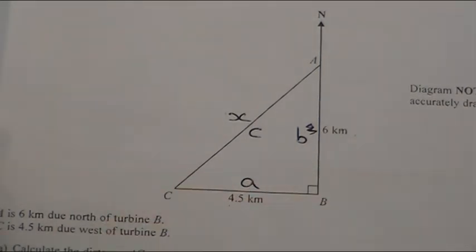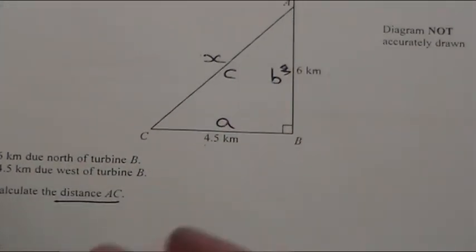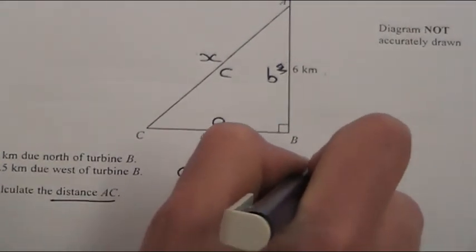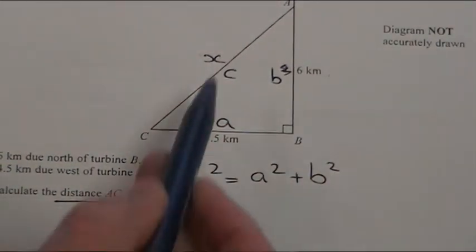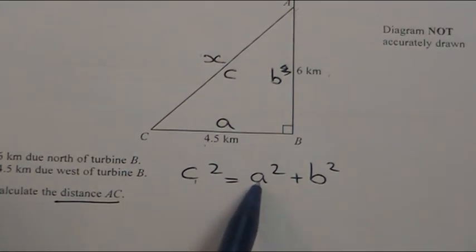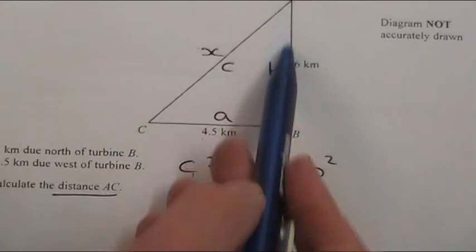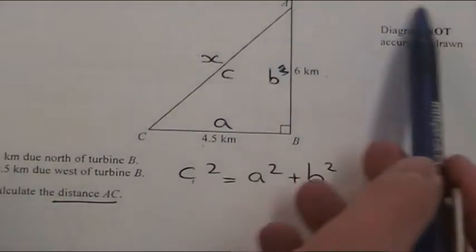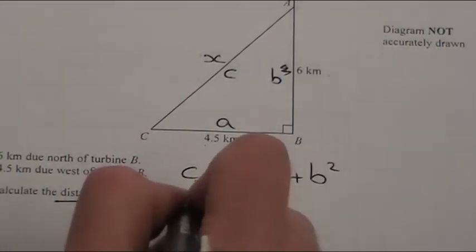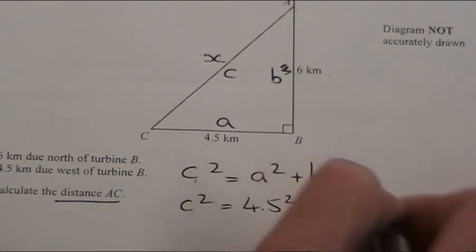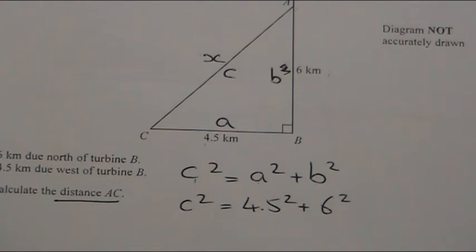So, I can write that c squared is a squared plus b squared. The big square from the biggest side is the smallest square from the smallest side added together to the middle side squared. Just pop the numbers in there. So we've got 4.5 squared plus 6 squared. I'm just going to work that out quickly.